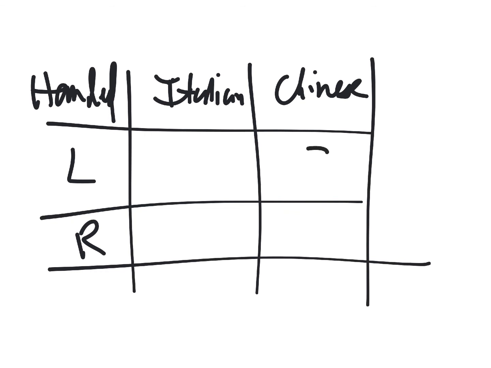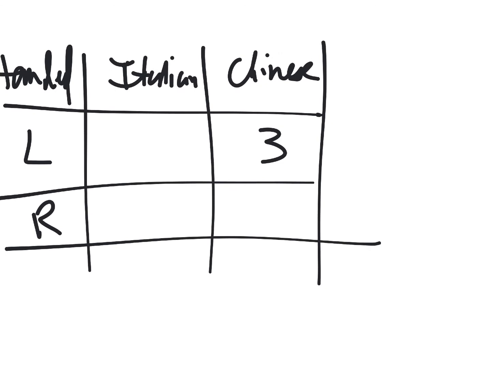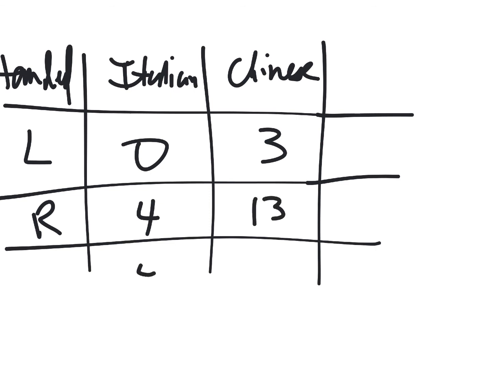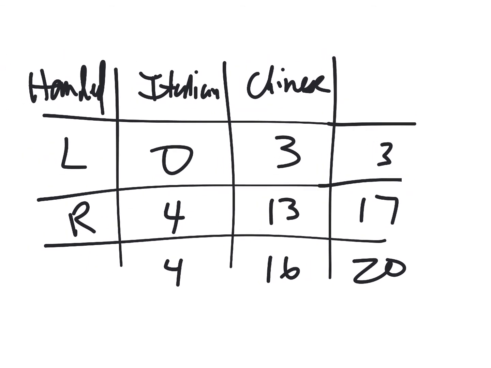All right. Who is a right-handed person and would pick Italian food? 1, 2, 3, 4. And who is a right-handed person who would pick Chinese food? 1, 2, 3, 4, 5, 6, 7, 8, 9, 10, 11, 12, 13. Then I could total them up, and this would be 4, and this would be 16. And that makes 20 people total. 4 and 13 is 17, and 3. There's a real-life chart of our class.